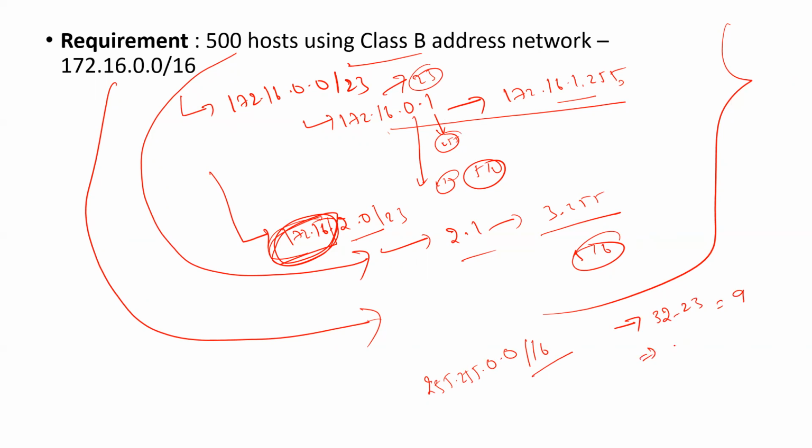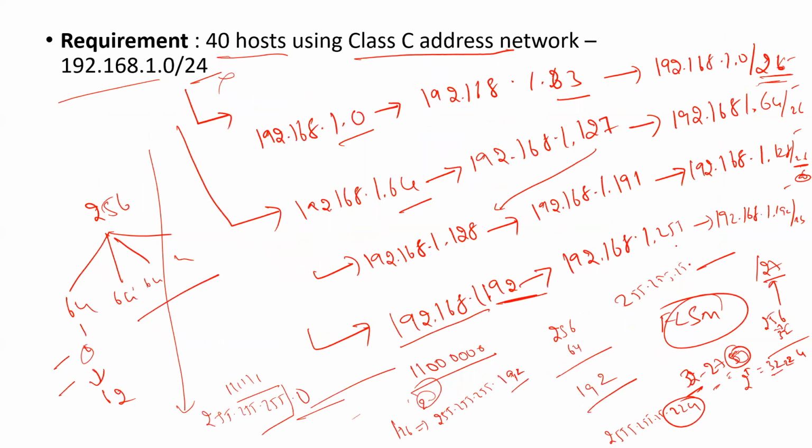Now the next step is 2 power 9. Not this one; we have to take the nearby value. Here we have taken 32 because 8, 16, 24, 32, right? The host portion falls between these, so we have to take the last nearby one. Here we have 32 only, that's why we have taken 32.